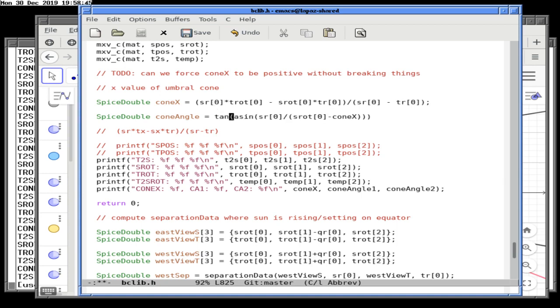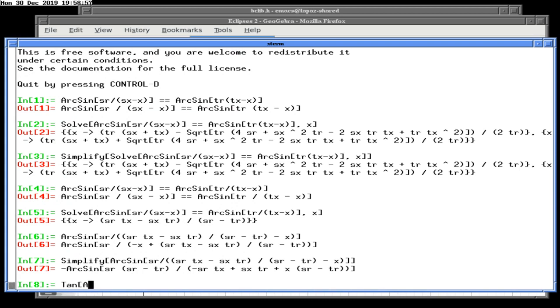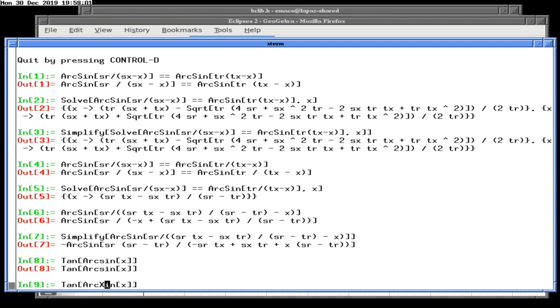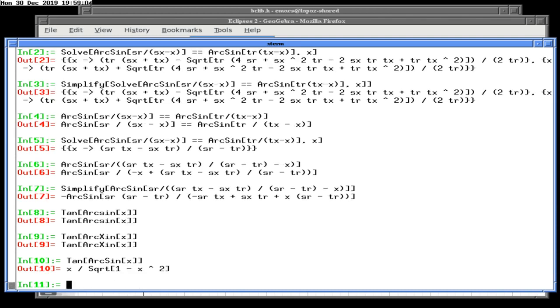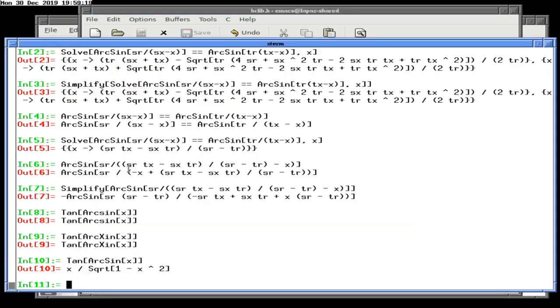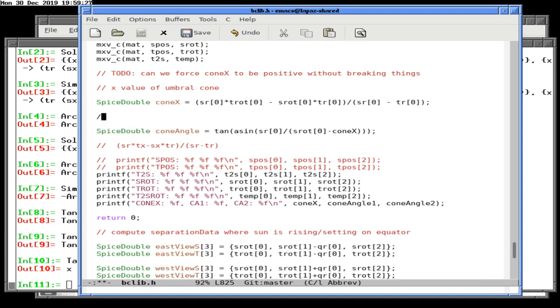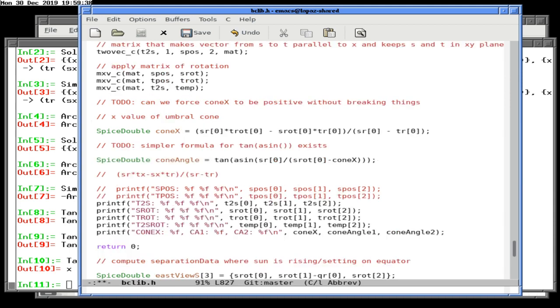Now, this is horrible. Actually, is this too horrible? The tangent of the arcsine has a simplifiable value, and in fact, we looked at that yesterday. The tangent of the arcsine of x is x over the square root of 1 minus x squared. So in theory, we could take this value squared, take the square root of 1 minus this squared, and put x over that. So I'm being lazy here, and I will make a note of that. To do: a simpler formula for tan arcsine exists. I'm not going to put it in here, but it does exist.